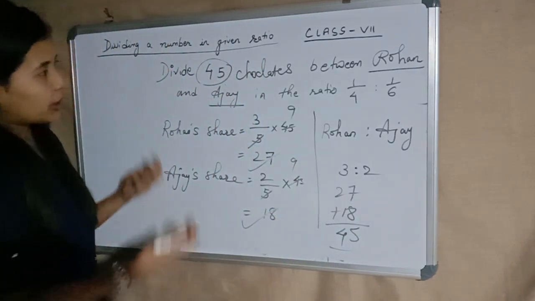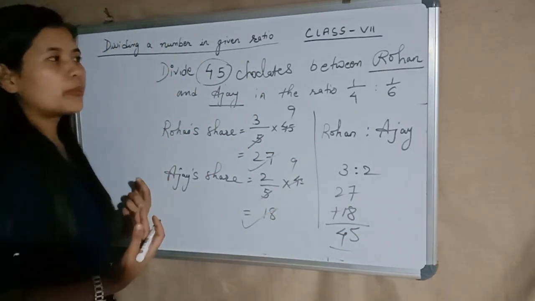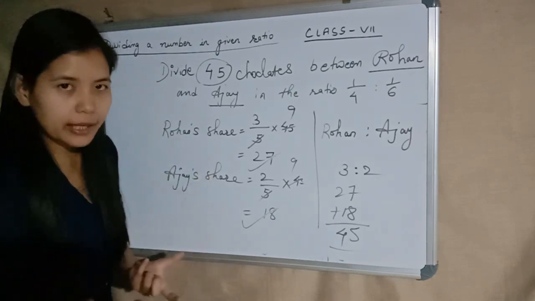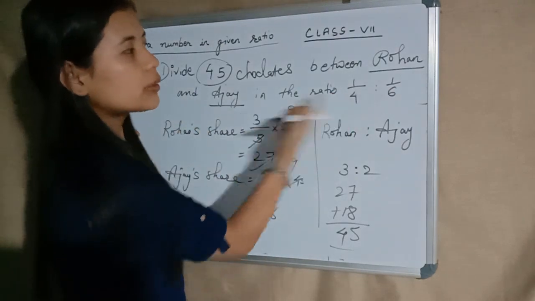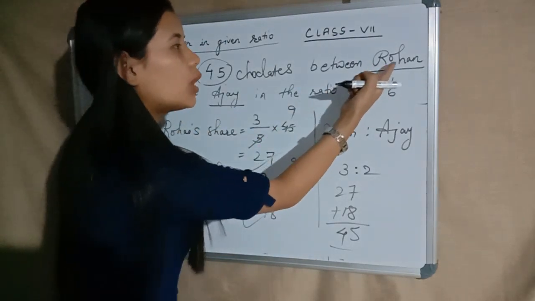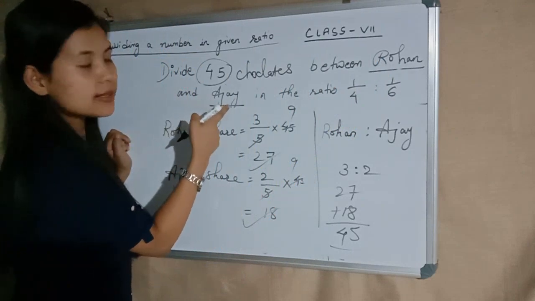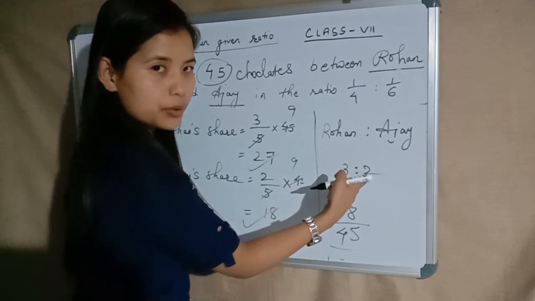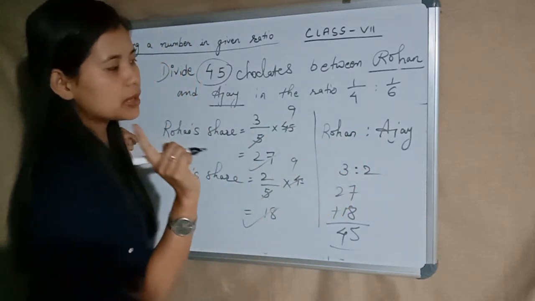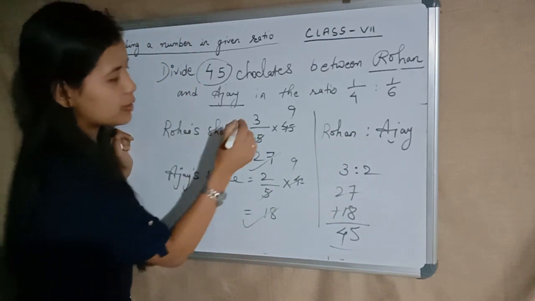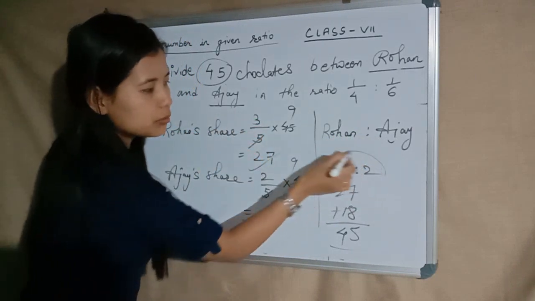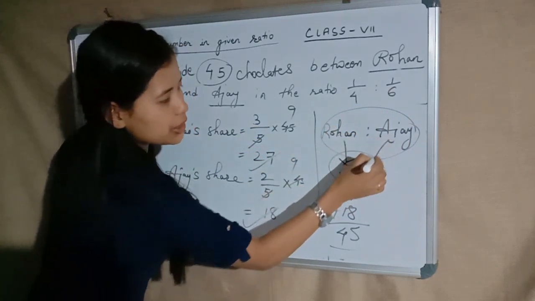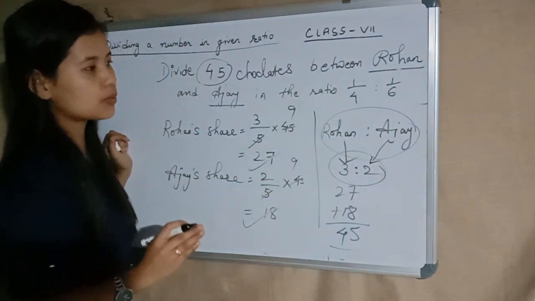Okay. Whenever you do this type of problem, please remember the sequence of the ratio given. There can be certain silly mistakes. Here the ratio is given as Rohan's share to Ajay's share, so Rohan to Ajay is 3 is to 2. Please do not make the mistake of writing Rohan's share as 2 by 5. You have to look at the sequence here. Rohan has 3 parts, Ajay has 2 parts. So please do not make this mistake.